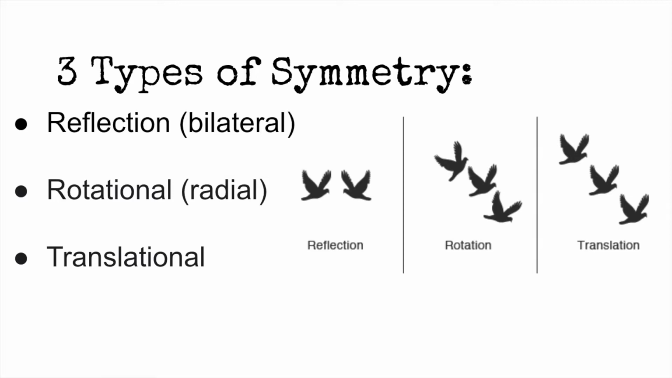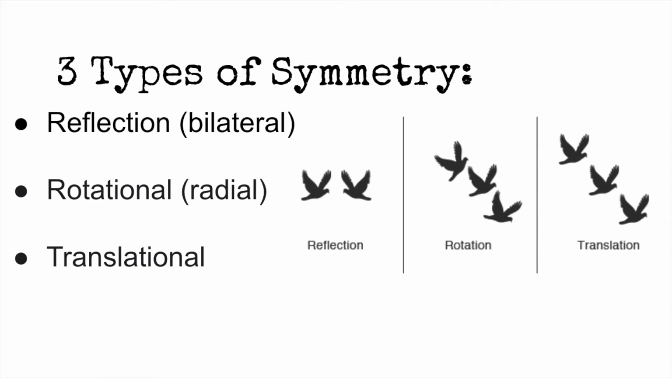The next example is rotational or radial symmetry. Rotational symmetry has the birds reflecting around a center point, and I have other examples of that momentarily. And then you have translational symmetry. Translational symmetry has a similar design that is translated along a line. So, my friends, we have three different types.